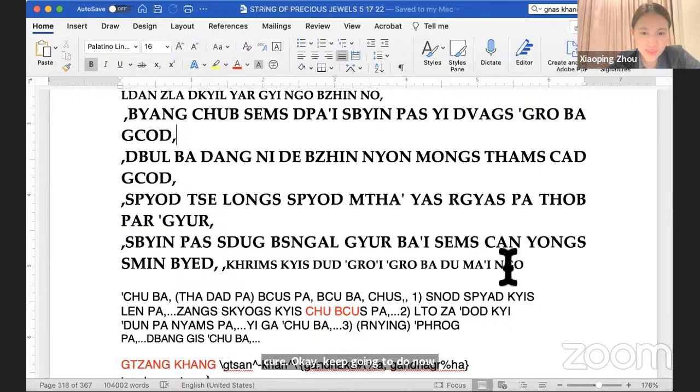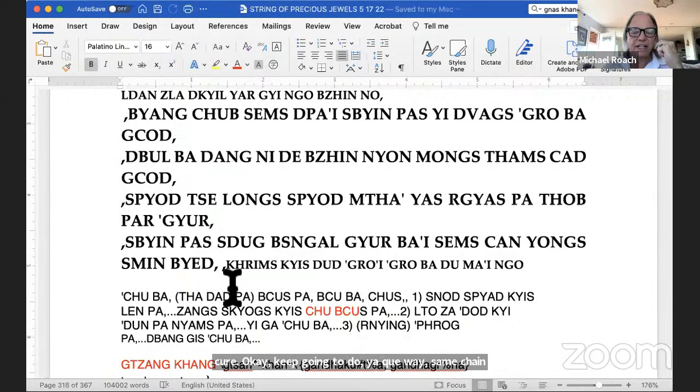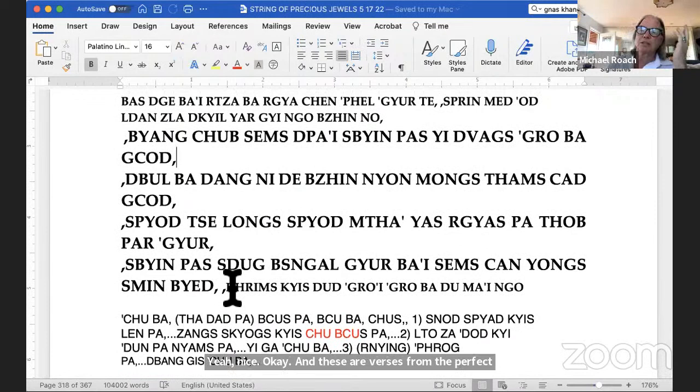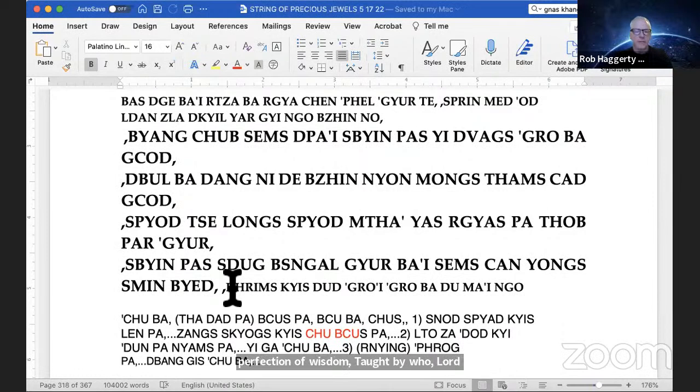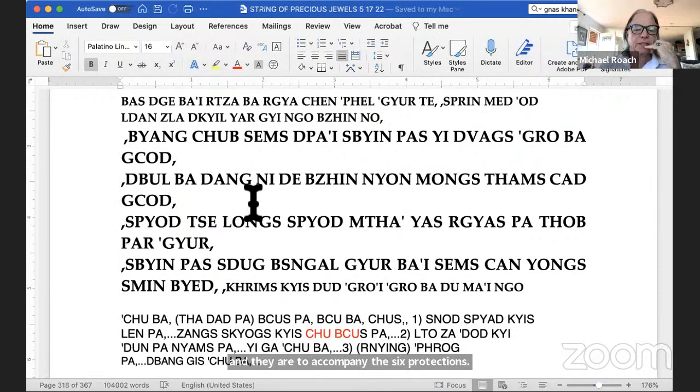Okay, and these are verses from the Perfection of Wisdom taught by who? Lord Buddha. And they are to accompany the six perfections. So here's the first one, giving. Chanju sembe jimbi yi da dro che. You know Zhou from Dorje Chopa.